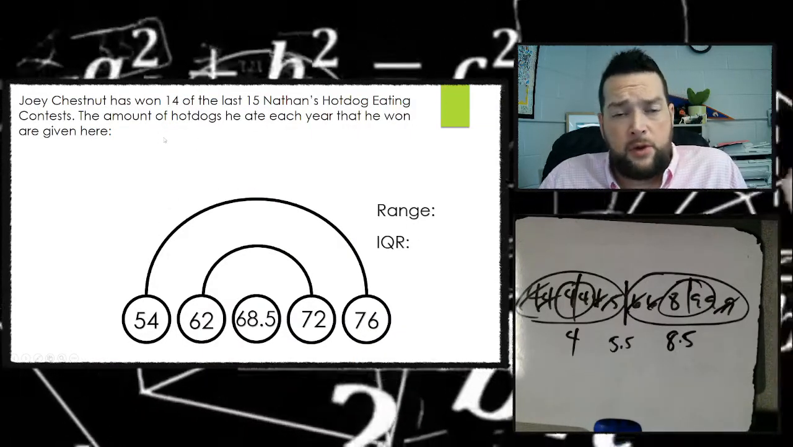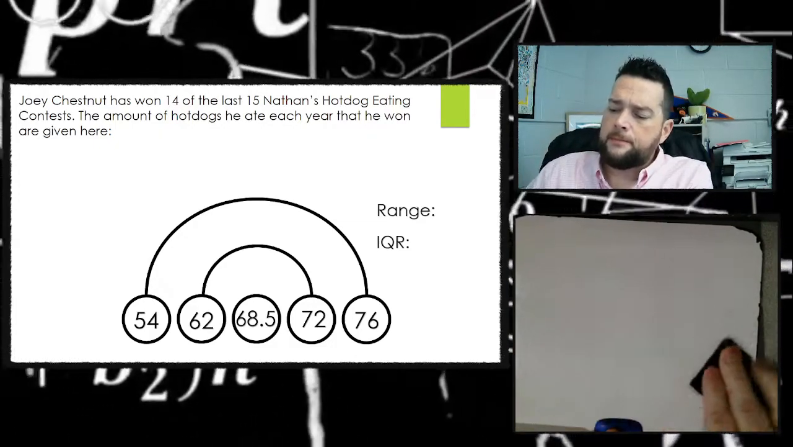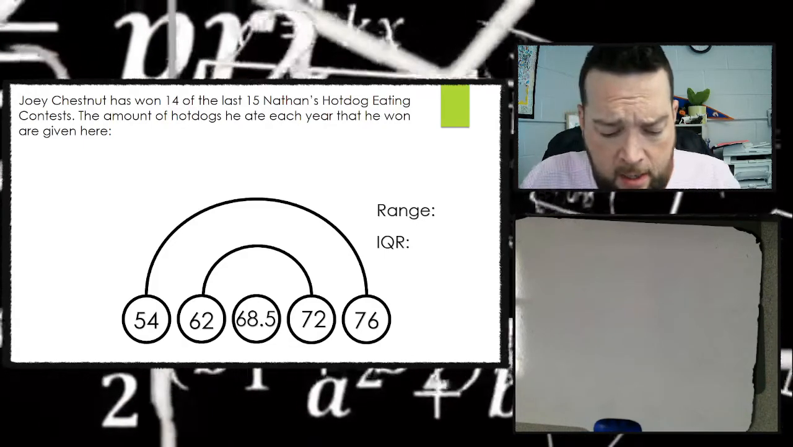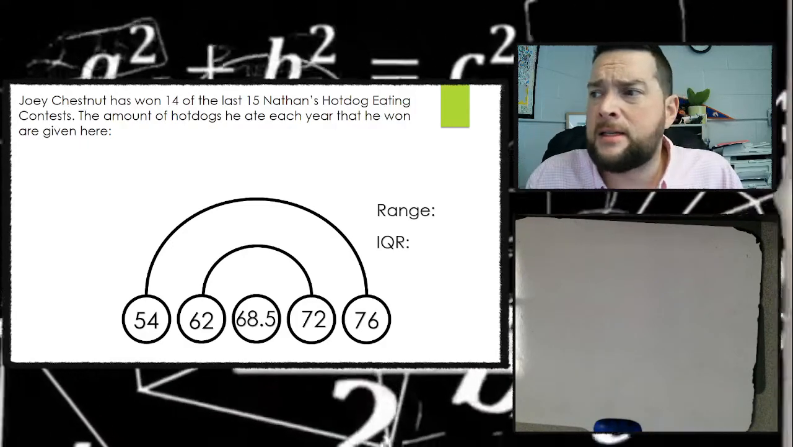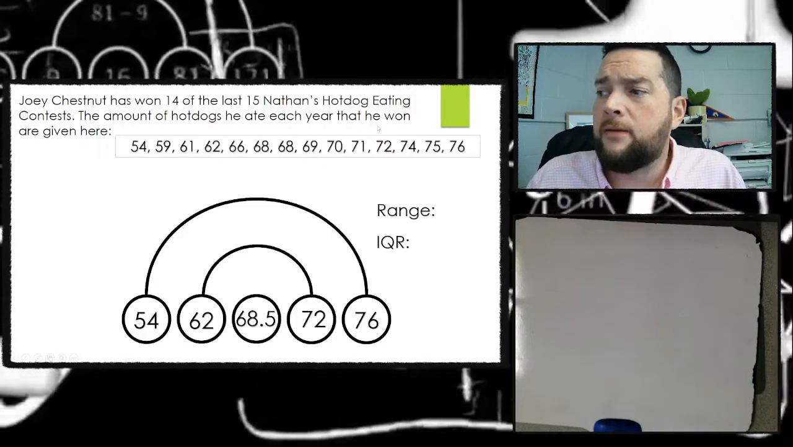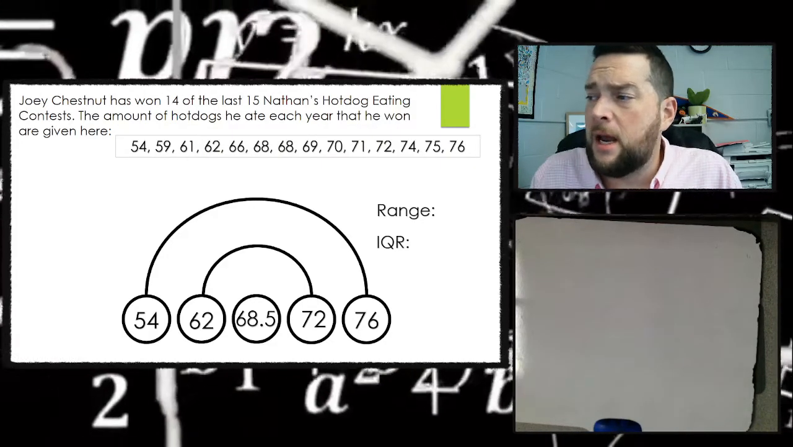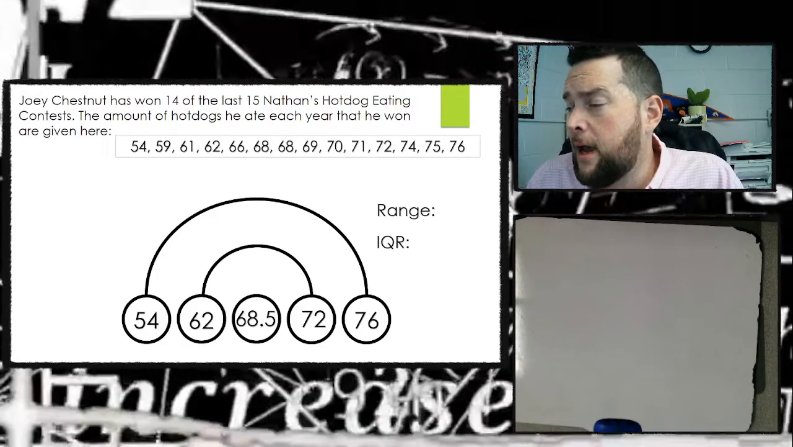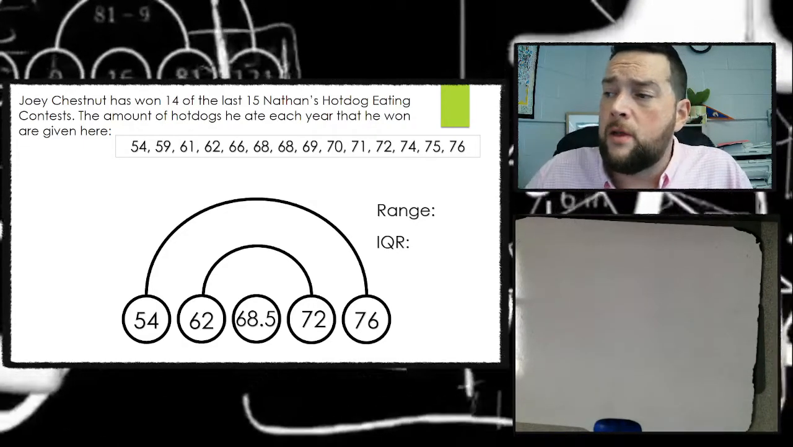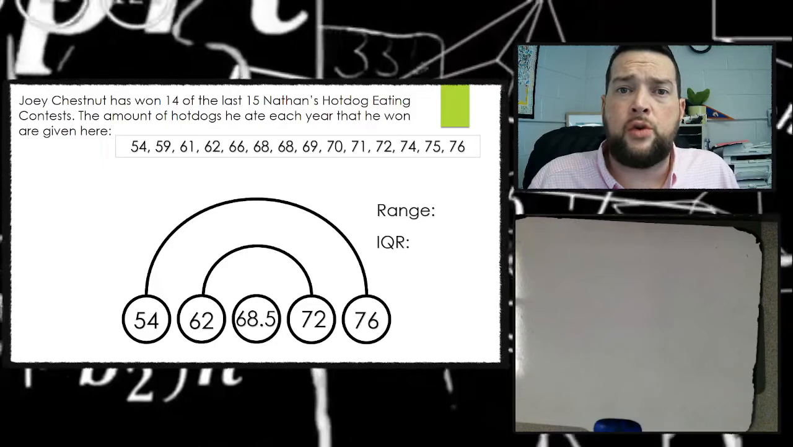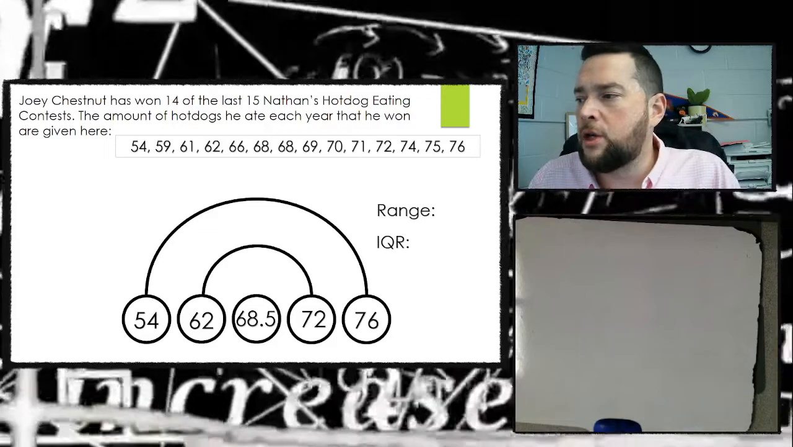So with the last example that we worked on, Joey Chestnut has won 14 of the last 15 Nathan's Hot Dogs Eating Contests, and the amount of hot dogs he ate are given right here, least to greatest, for 14 of the 15 years. This is how many hot dogs he ate to win the championship. We can take those numbers and order them least to greatest. That's the very first thing you want to do when you're trying to find just about anything in data analysis. And then we can go through and find the range and interquartile range.